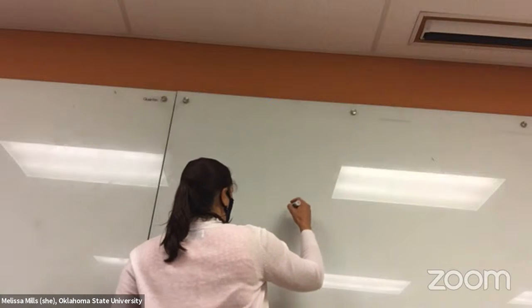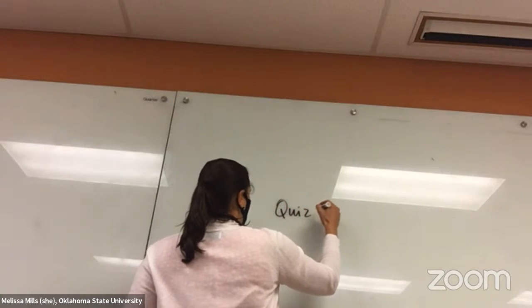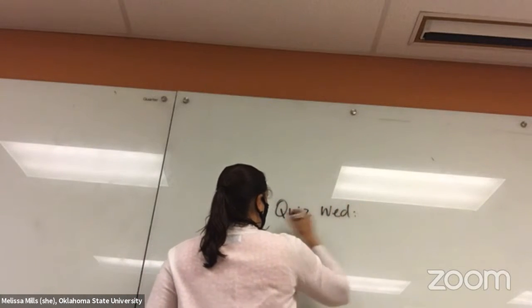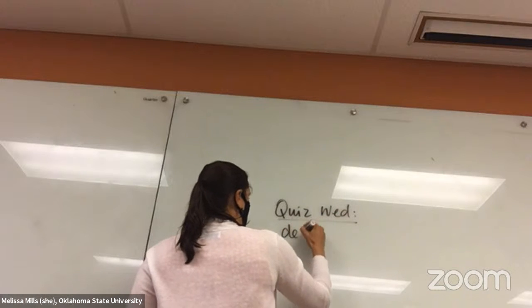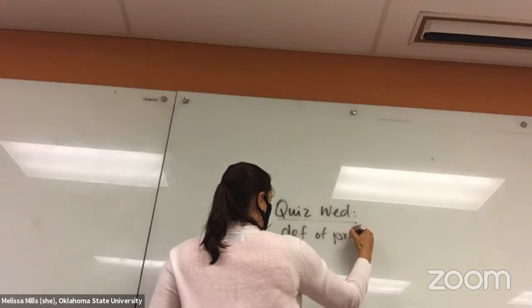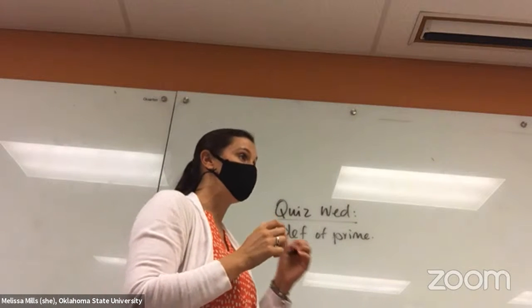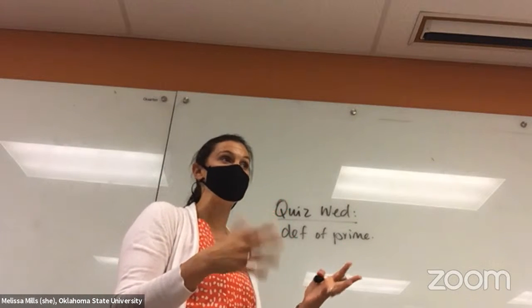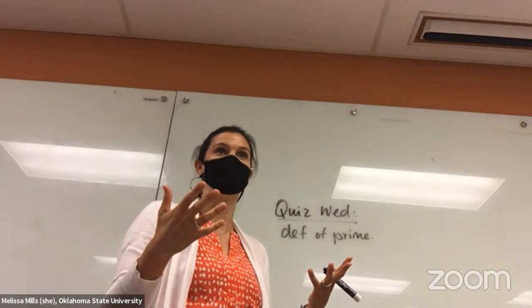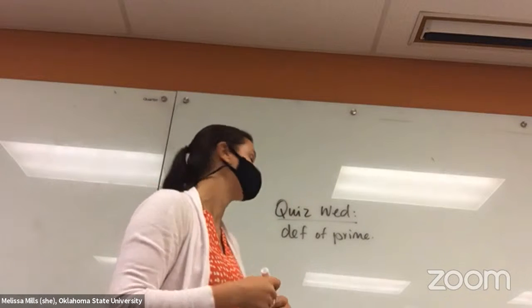And then, do we have definitions? We have the definition of prime. So we could do the definition of prime. Okay, so let's do these for the quiz on Wednesday. We'll do the definition of prime. The definition of prime is that the only divisors are plus or minus 1 and plus or minus p, right?